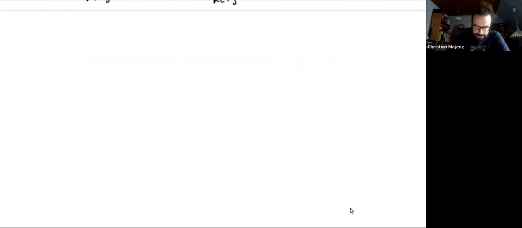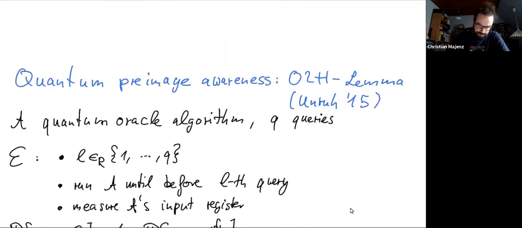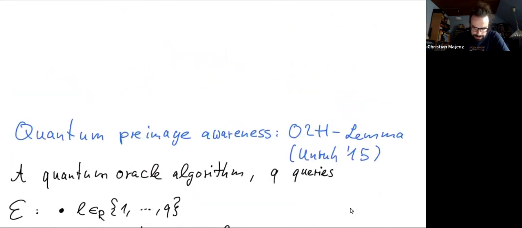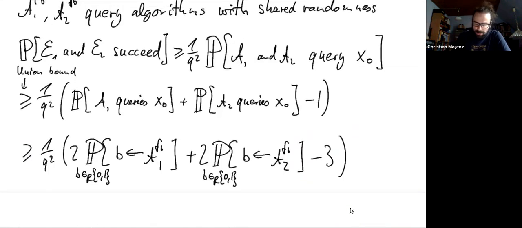So that's great, except that we can't do it quantumly. And the reason is that, quantumly, let's look back at what we did. Here we have this statement: A1 and A2 query X0. This is just nothing we can talk about in the quantum setting, right? In the quantum setting, A1 and A2 are making superposition queries, so it's not an event whether they query X0 or not. There's no transcript of queries that we can just look up whether X0 was queried.